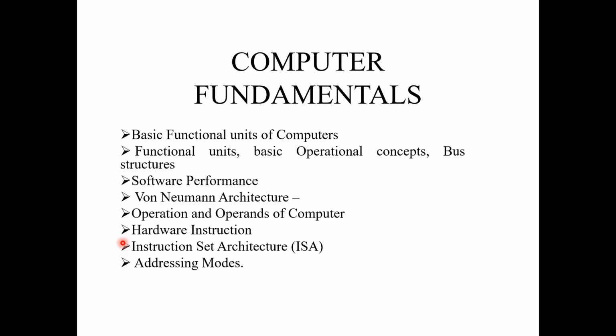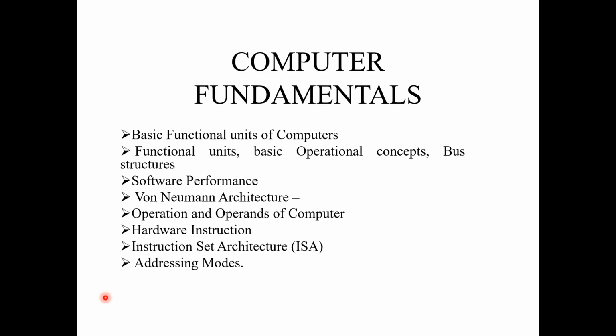So in this video we are covering a few topics about computer fundamentals. First one is the basic functional units of computer. Second one, functional units and basic operational concepts. Third one, software performance. Fourth one, Von Neumann architecture. Fifth one, operation and operands of computer. Sixth one, hardware description. Next, instruction set architecture, which we call ISA for short, and then addressing modes. So these are the topics we cover in this video.